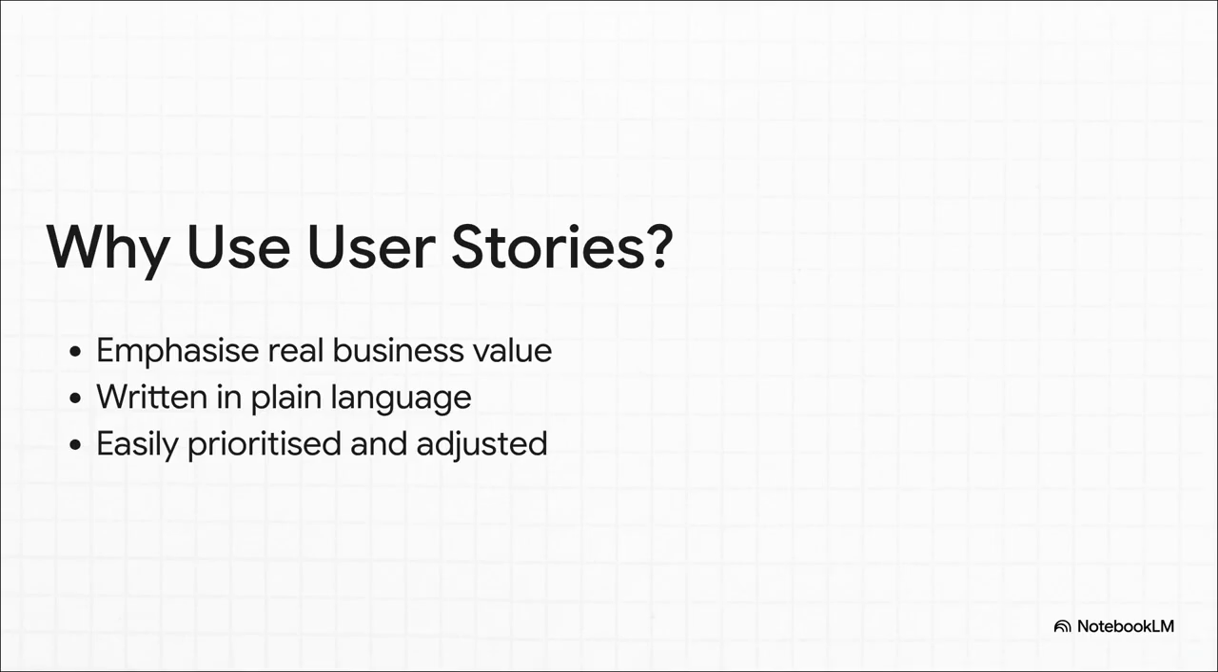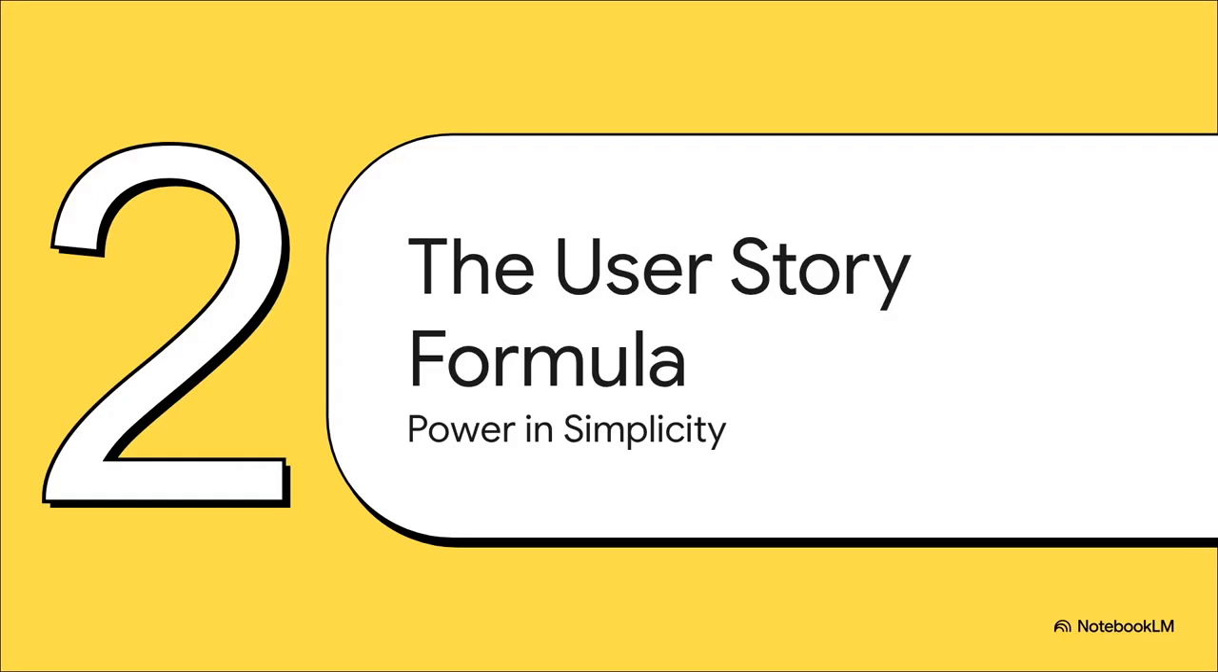So why are they such a big deal in Agile? Well, for one, they force you to think about actual business value. I mean, if you can't explain the benefit to a user, maybe you shouldn't be building it, right? Plus, they're written in just plain English that everyone can understand, from your stakeholders all the way to your testers. And finally, because they're so small and focused, they're incredibly easy to prioritize and move around as you learn new things.